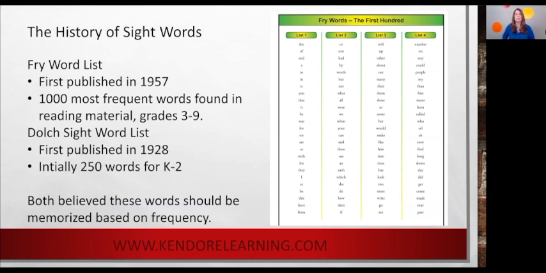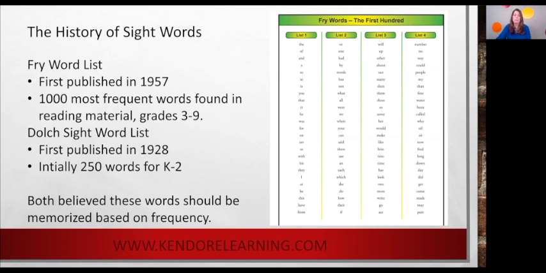All right, so the history of sight words. The list that most people think of when they think of sight words are Fry words and Dolch words. The Fry word list was first published in 1957. It's the 1,000 most frequent words that he went through all the reading material in his school, grades 3 through 9, and counted. I can't even imagine doing that without computers. And the Dolch sight word list, first published in 1928, started with initially 250 words, K through 2. Both of these men believed that we had to memorize these words because they were so highly frequent.